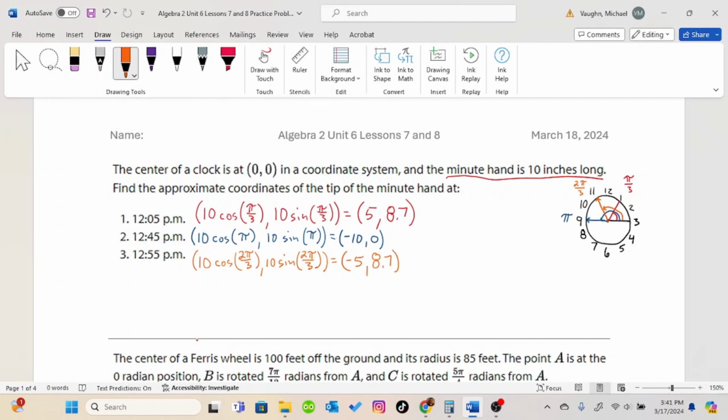If you notice, the only difference between the answers for 1 and 3 is whether the x-coordinate is positive or negative, because pi over 3 and 2 pi over 3 form the same angle with the x-axis. So our y values are going to be the same, but the x value in quadrant 1 is going to be positive, and the x value in quadrant 2 is going to be negative.